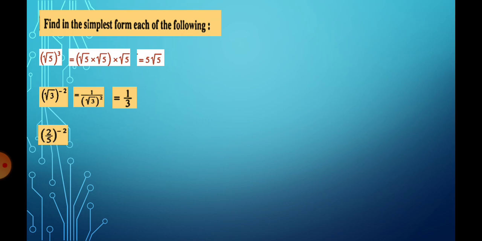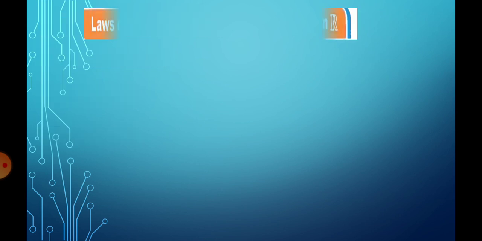2 over 5 to the power negative 2. Here we change the sign of the power. It will be 5 over 2 to the power 2, which equals 25 divided by 4.